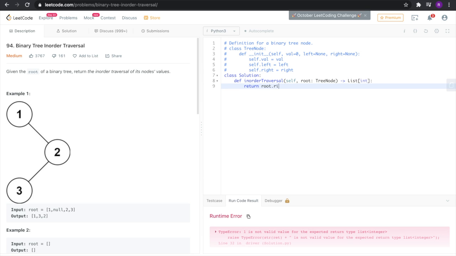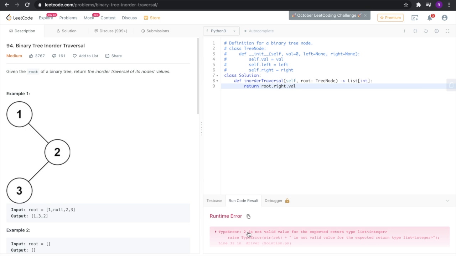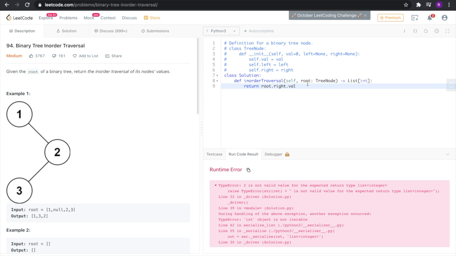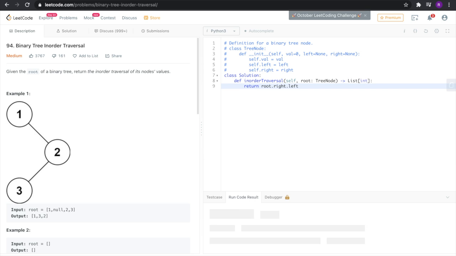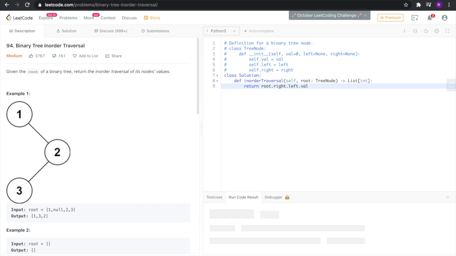So root.right.val will give us 2. And that's 2 right there. And then as we can expect, we can do root.right.left. Let's not even do val. Let's just see what happens. And we'll expect to have a tree node with value 3 that has left none and right none. Similarly, if we do root.right.left.val, we can expect to get 3.